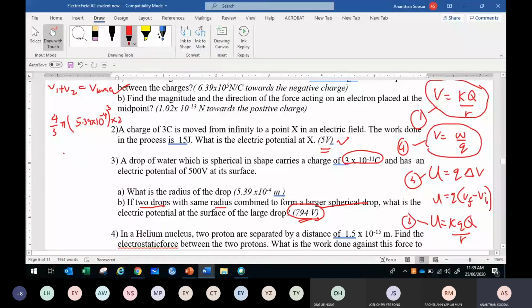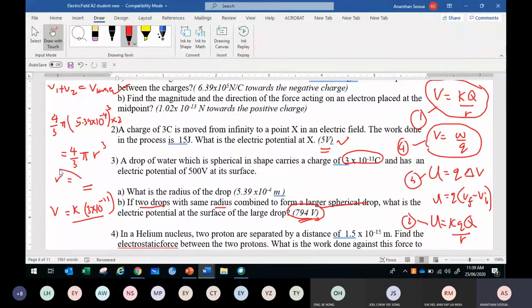This is equivalent to the new volume of the large sphere, 4/3 pi R cubed. Let's find the R first. Then the voltage at the surface will be kQ over R, where Q is 3 times 10 to the power of negative 11 times 2, and whatever R you get here, you place it down here. You should get 794 if your unit conversion is all correct.